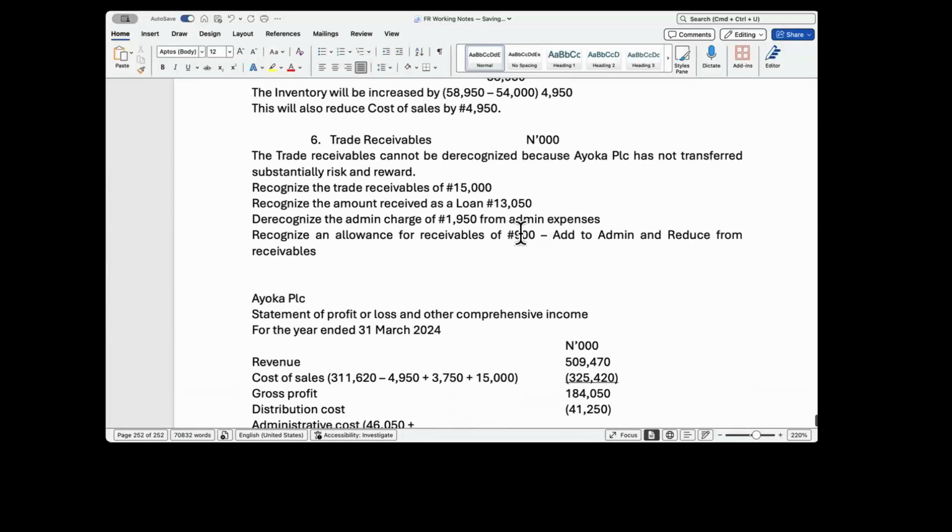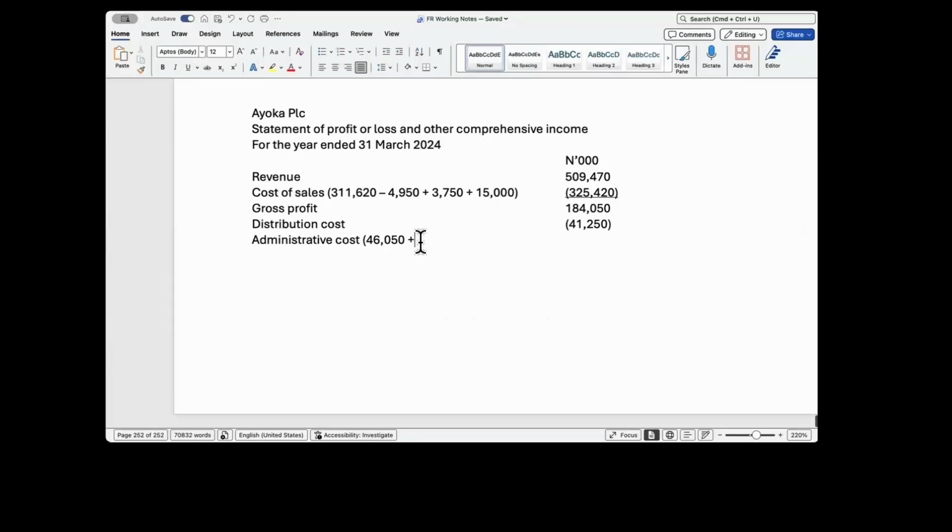Okay, this is just this impairment of 900. And this admin charge I need to deduct. So I'm adding the 900, deducting the 1,950. So what does that give us? 45,000. So what's my balance?